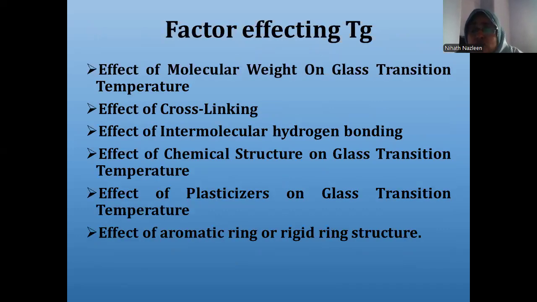There are a lot of factors which affect Tg. The main factors are listed here. Some of them are the effect of molecular weight on the glass transition temperature, the effect of cross linking, the effect of intermolecular hydrogen bonding, the effect of chemical structure on the glass transition temperature, the effect of a plasticizer on the glass transition temperature, and the effect of an aromatic ring or rigid ring structures.